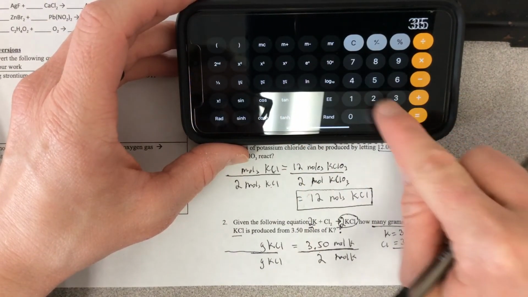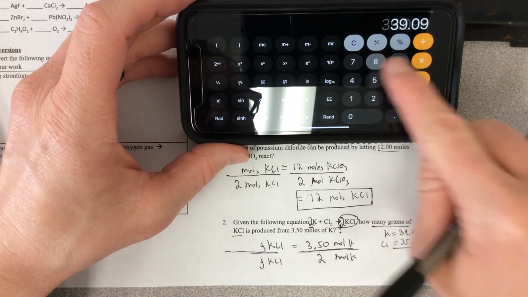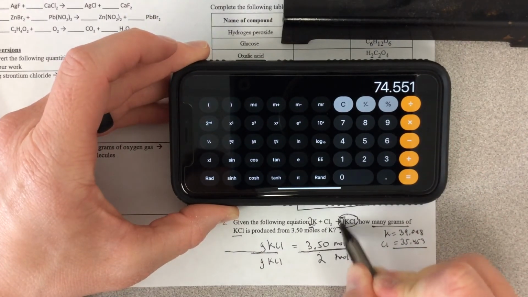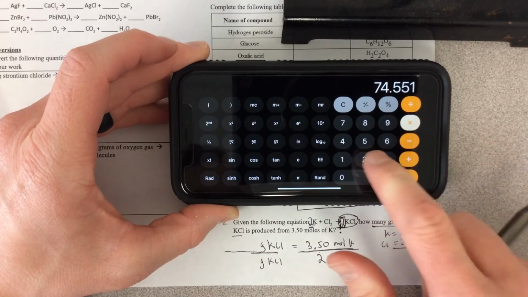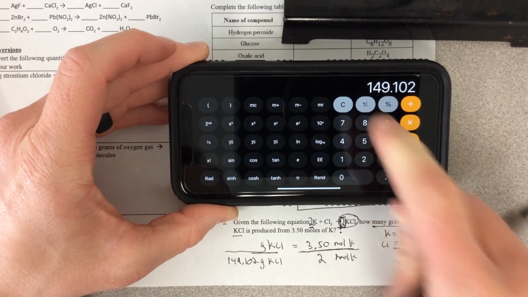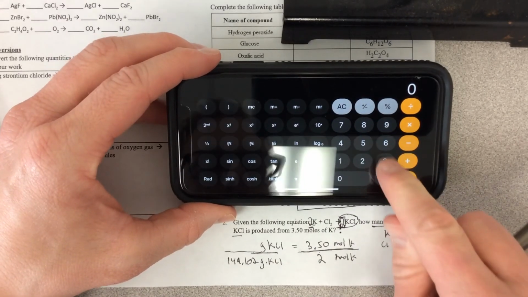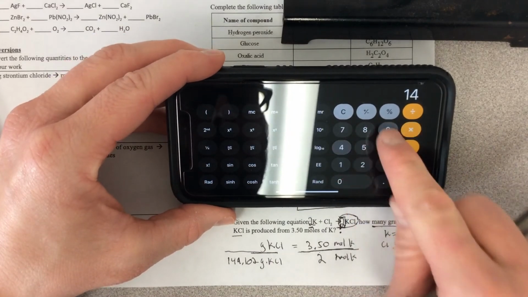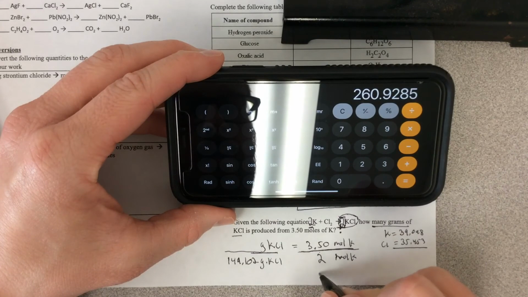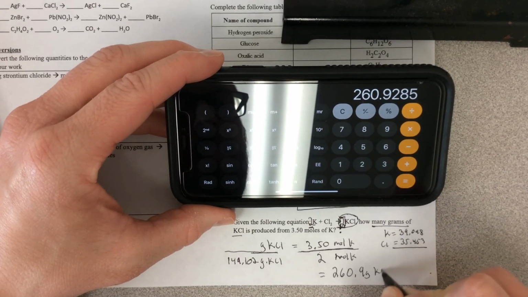So 35.453 plus 39.098. And then I'm going to multiply that answer by 2 because, again, there are 2 of those compounds. And that would go right here. Now, the thing left to do is to cross multiply and then divide, for a total answer of 260.9 grams KCl.